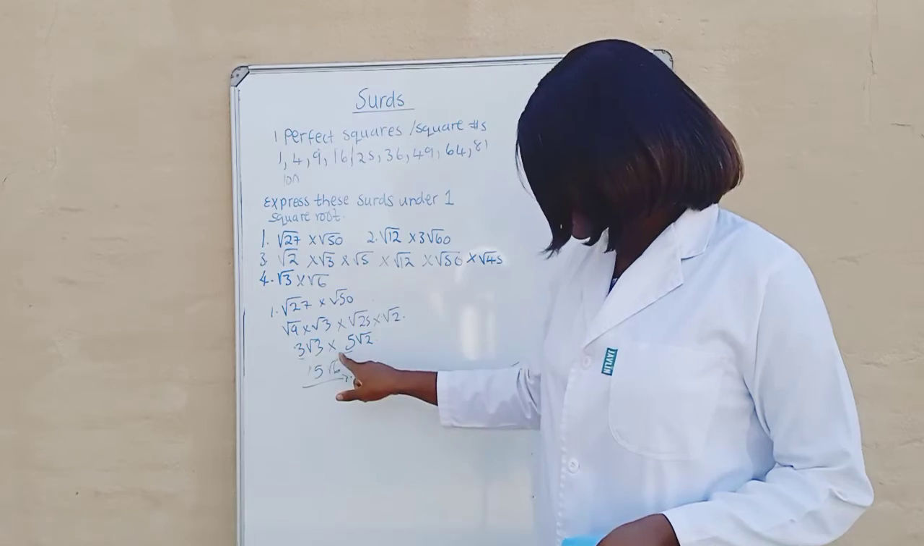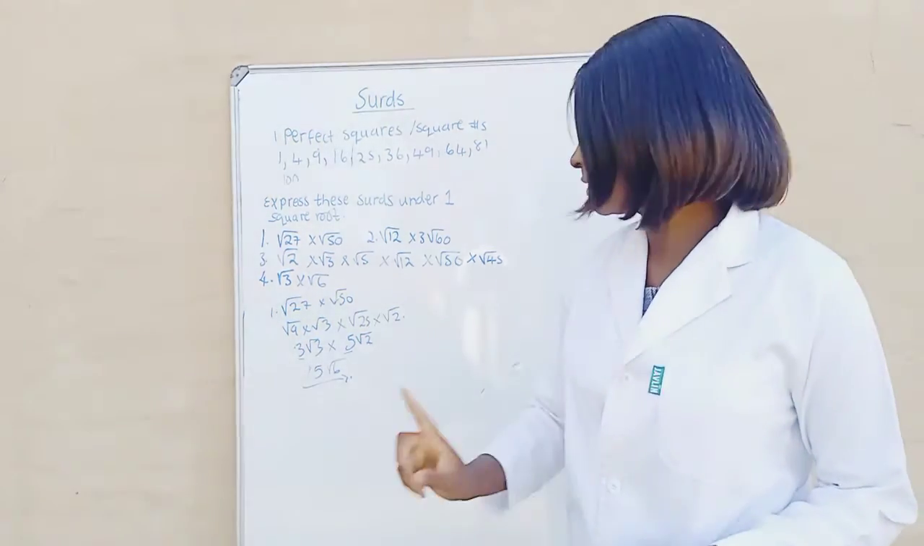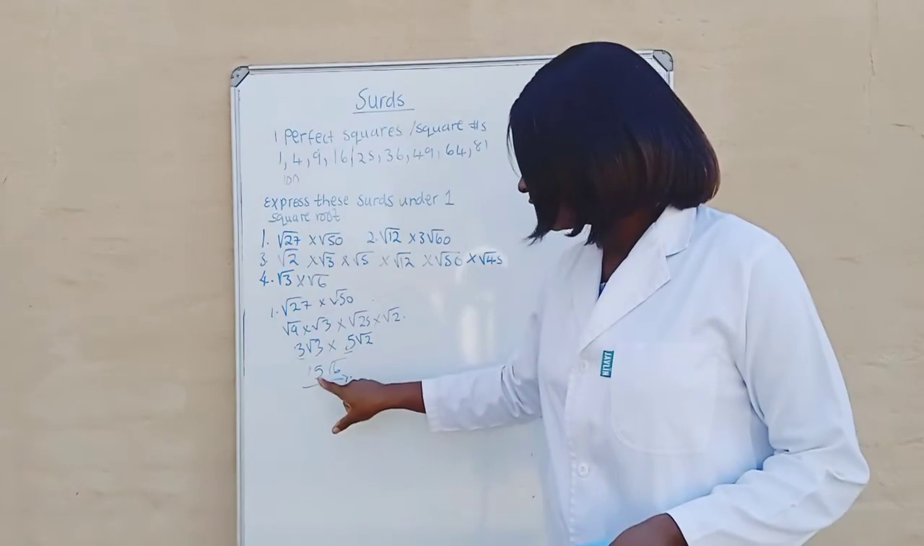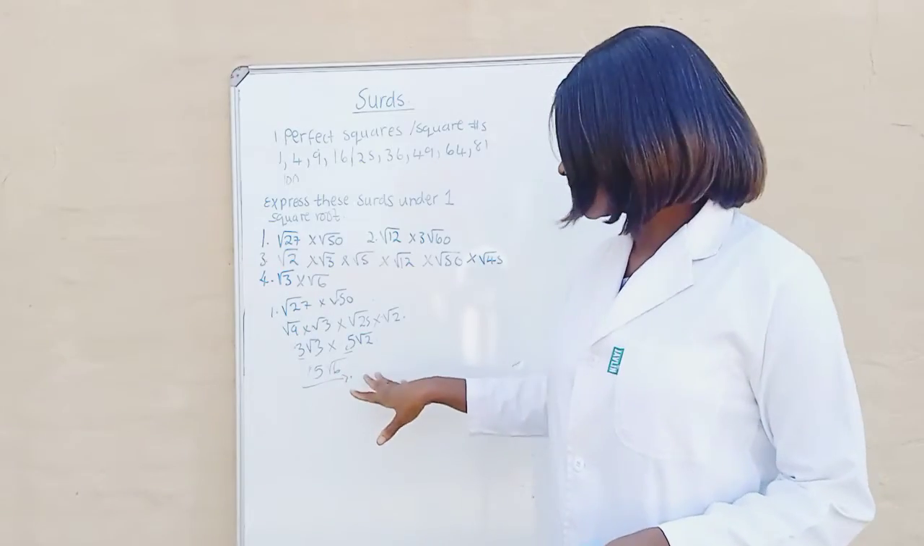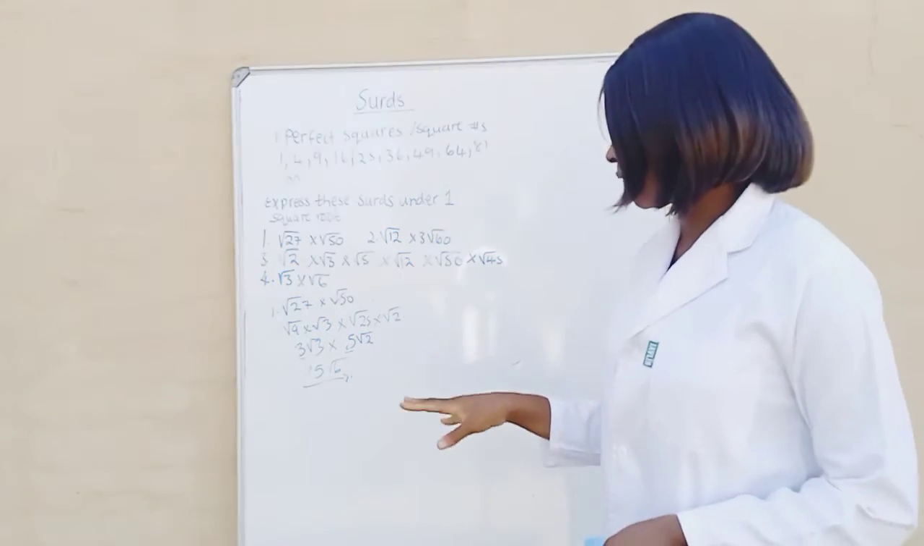So 3 root 3 times 5 root 2. Take note how I multiplied. I said 3 times 5, I got 15. Root 3 times root 2, I got root 6. So this is our final solution for number 1, right?